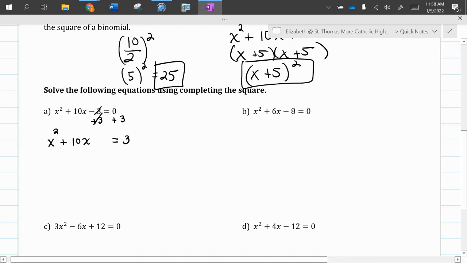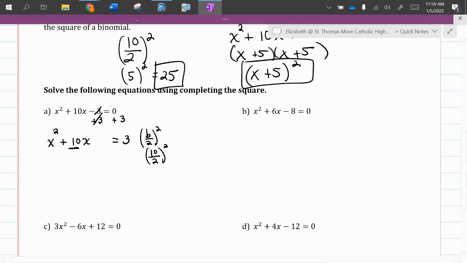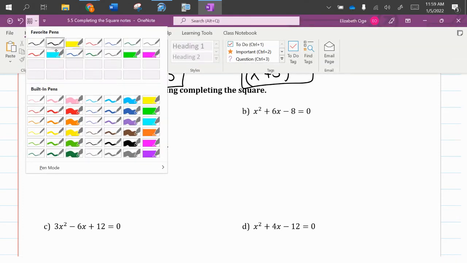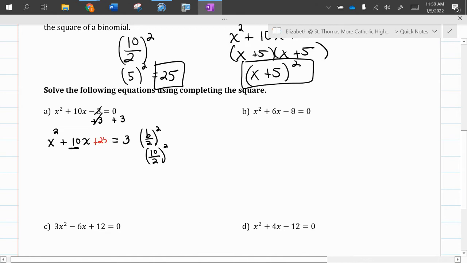The second step is to complete the square. So I'm going to do b divided by 2, and square it. In this example, the b is 10, isn't it? So I'm going to do 10 divided by 2, and square it. 10 divided by 2 is 5, and 5 squared is 25. Let's change our color so we'll see what we do. I'm going to add 25 to both sides. It's an equation, so whatever I do to one side, I have to do the same thing to the other side.